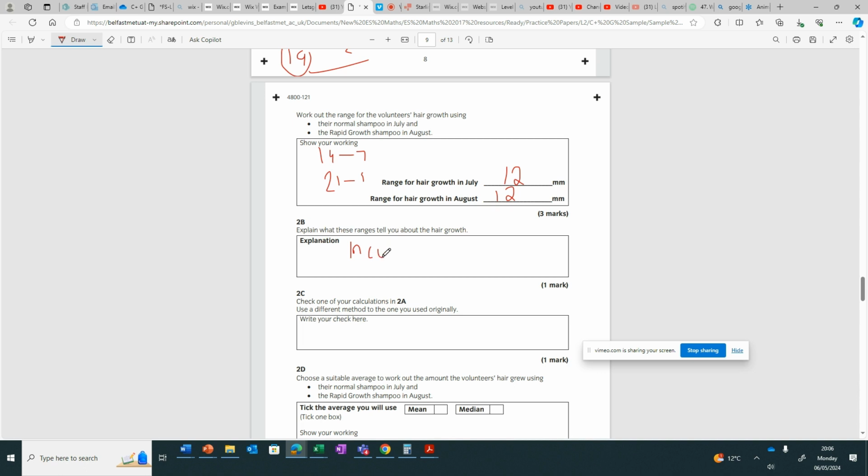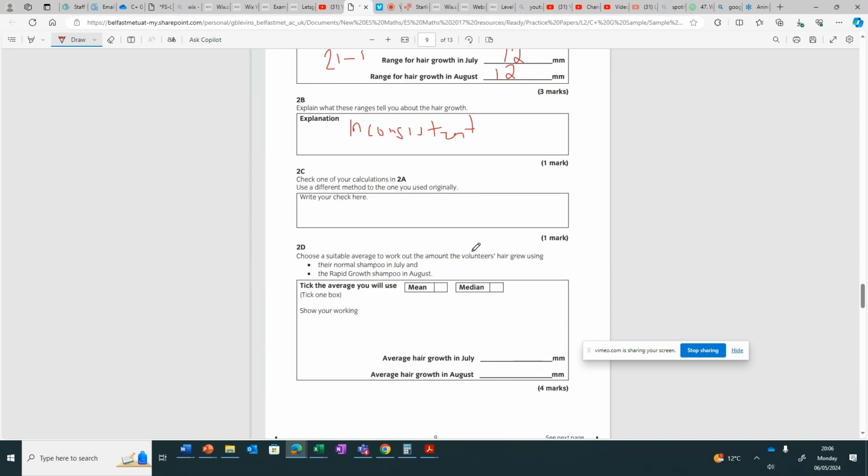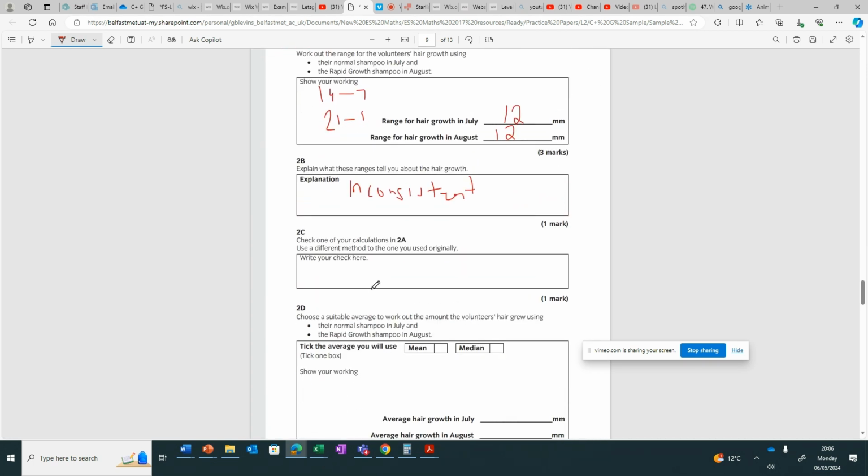So check out that word: inconsistent, or consistent if the range is low. Check one of your calculations in 2L, lovely. 21 take away 9 is 12. We'll check this one. Let's do a reverse calculation. Go to the answer. Instead of taking away, we add, and we get to 21.